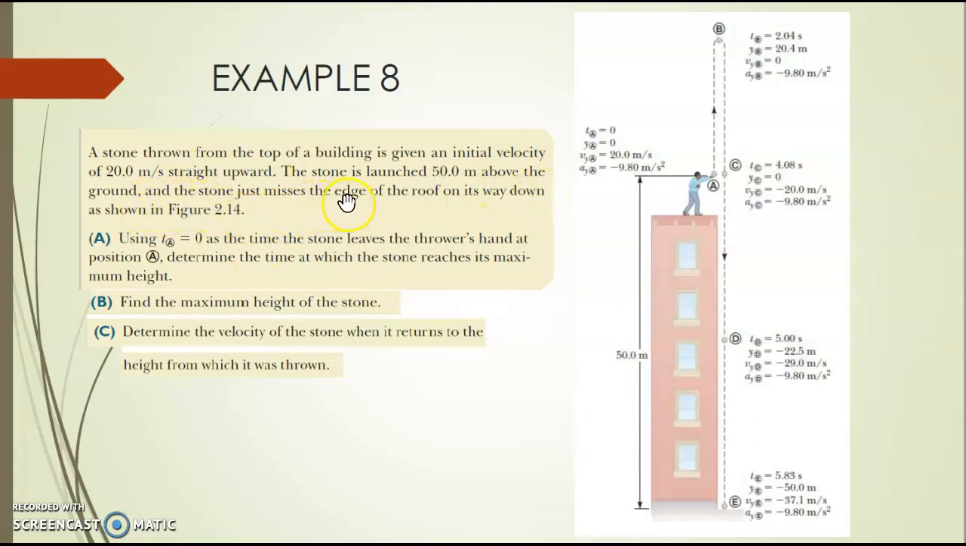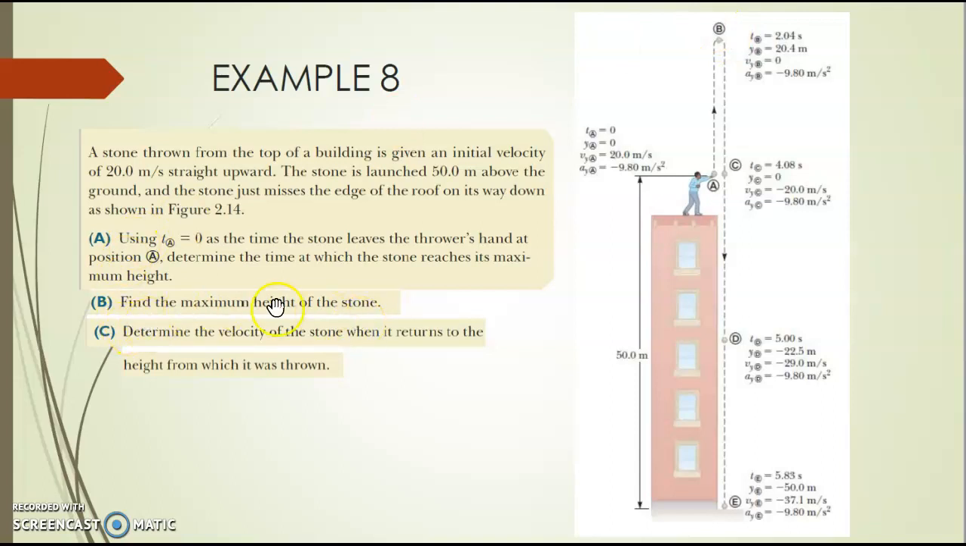Now, the stone just misses the edge of the roof on its way down, as shown in figure 2.14. Okay, so it actually fell on the ground here. Using initial time as 0, as that's the time the ball left the hand of this man. Okay. Determine the time at which the stone reaches its maximum height. So we're looking for the time it reaches point B.